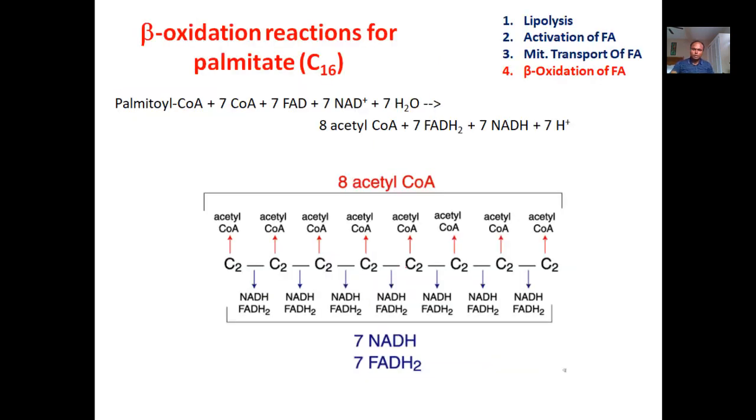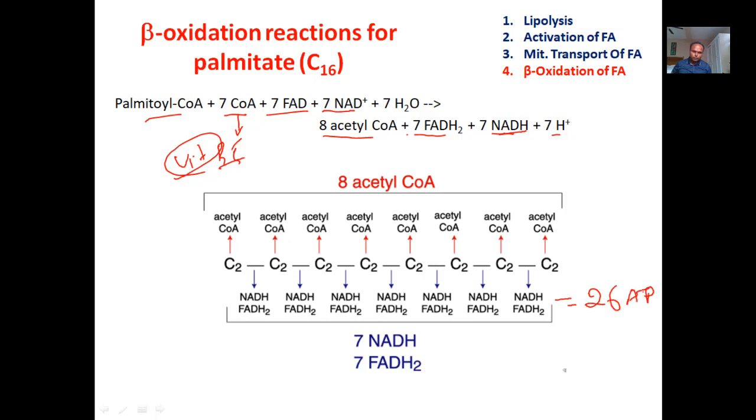Now let me summarize beta oxidation. Palmitoyl coenzyme A will require 7 coenzyme A. This is vitamin B5, don't forget that. So vitamin B5 is required in high quantity during beta oxidation. Then 7 FAD and 7 NAD are required, and the production is 7 FADH2, 7 NADH and 7 H plus, from the breaking of 7 bonds. So 28 minus 2 ATP is 26 ATP.